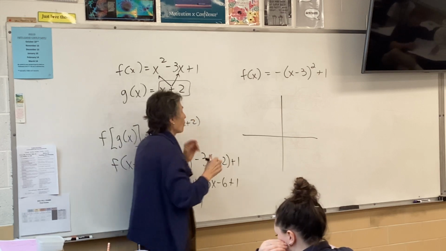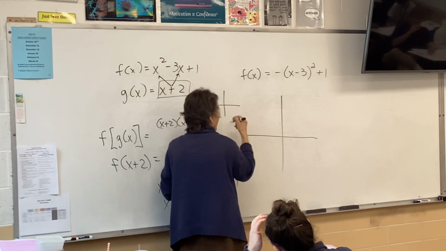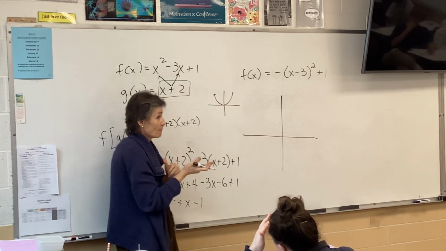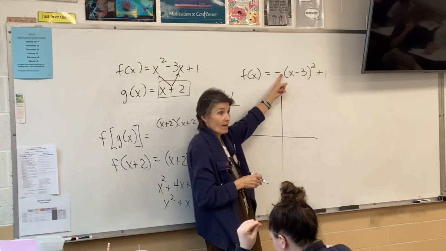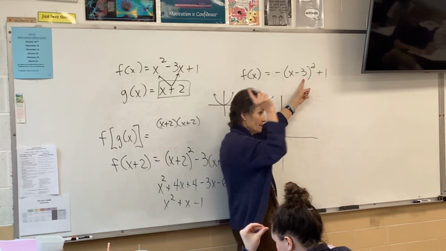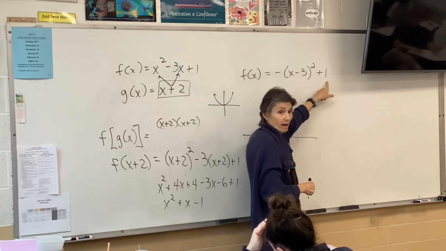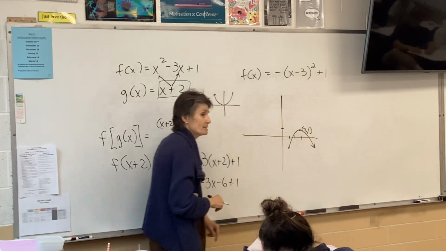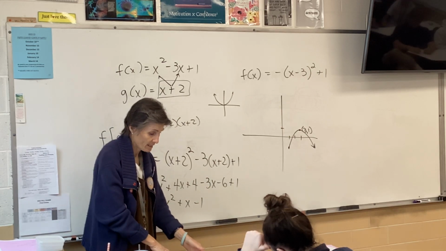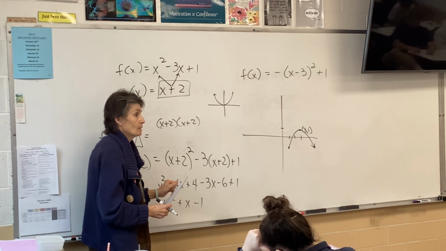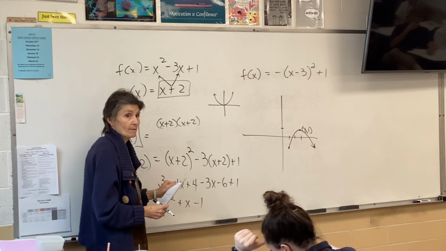Now, the normal parabola, the BFF parabola, looks like this, right? Well, this one's gonna be upside down because of the negative. And it's not gonna be at the origin anymore. It's gonna be shifted right 3 and up 1. So right 3, up 1, and upside down. Oh my gosh, how simple is that? And you remembered it very, very good. Okay, everybody got that?